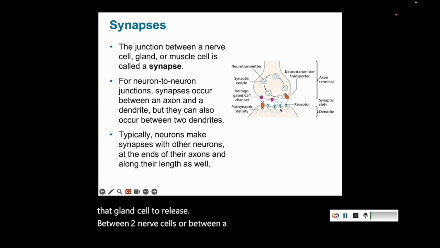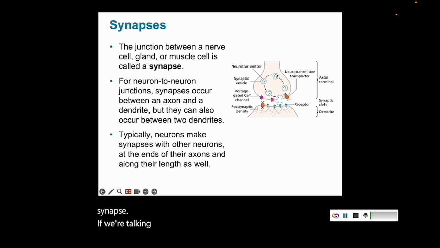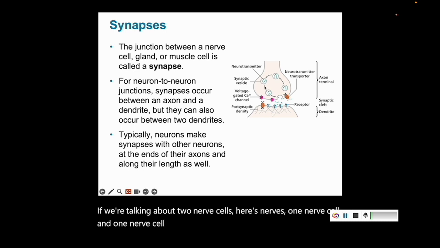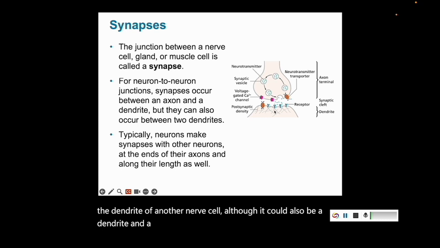Between two nerve cells, or between a nerve cell and a gland, or a nerve cell and a muscle cell, this junction between them is called a synapse. If we're talking about two nerve cells, here's one nerve cell here, and one nerve cell here. This would be the axon of one nerve cell and the dendrite of another nerve cell. Although it could also be a dendrite and a dendrite connection to each other.